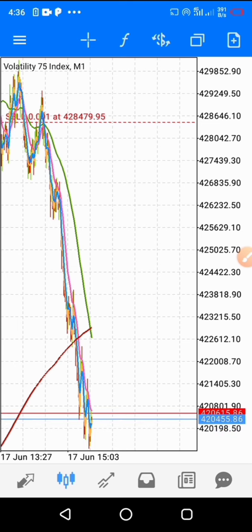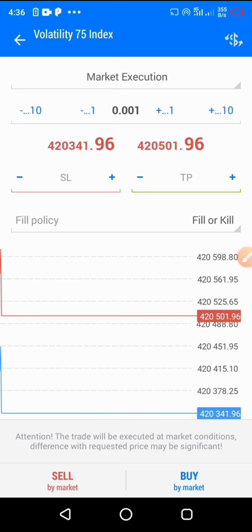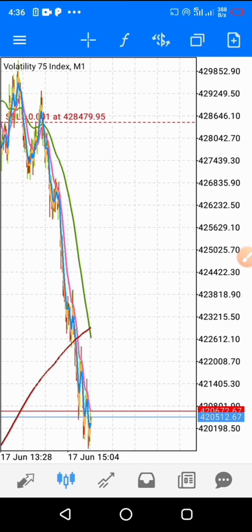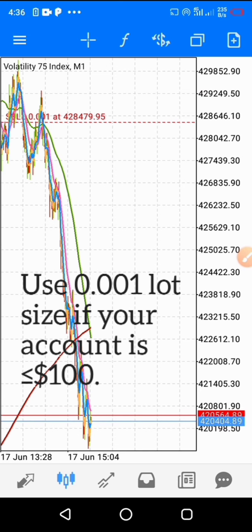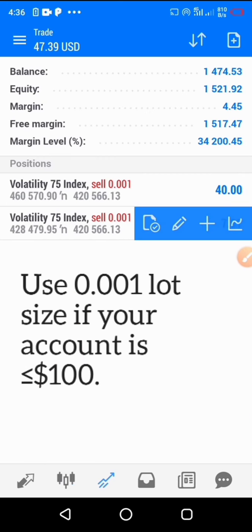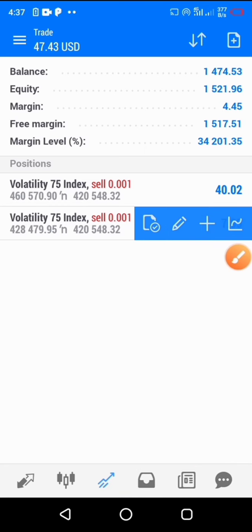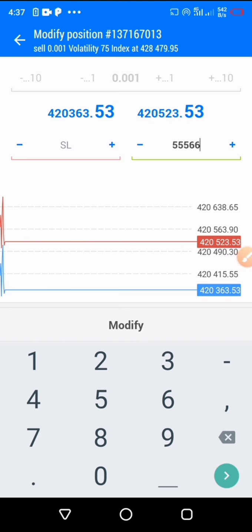In that situation, you will come to your chart and click on market execution, that is, if you want to enter immediately. I'm using market execution as an example. Then you will place your order. Once you place your order, you have to modify that order. For example, I have an order that is going on, and I can decide to modify. How do I do that? I click on this pencil icon, then I modify the order.